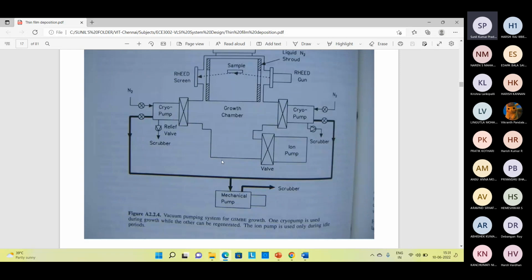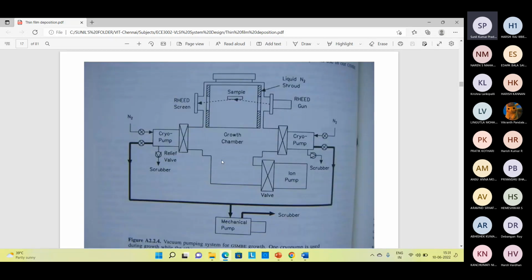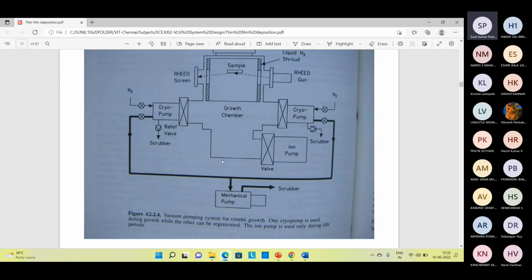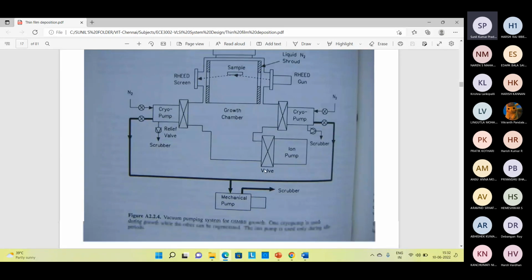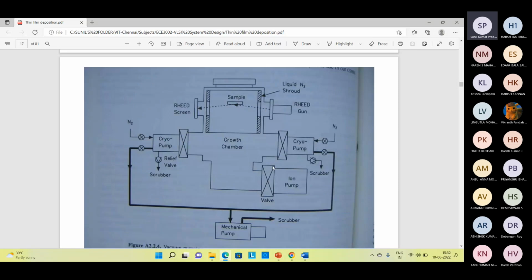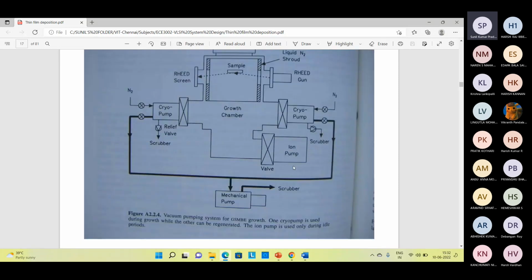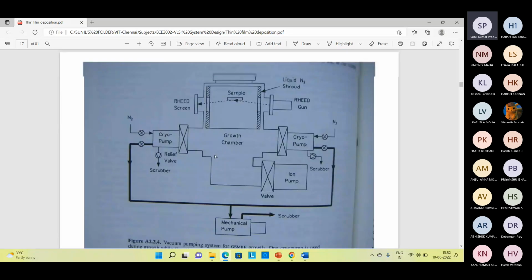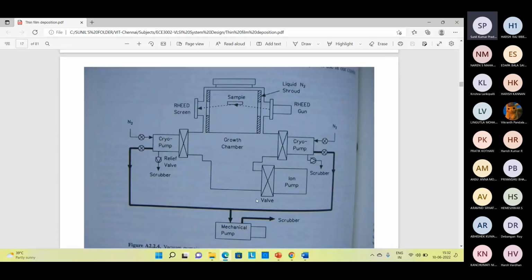This is actually a vacuum pumping system for this molecular beam epitaxy growth, and as we need to attain a vacuum of up to 10 to the power minus 10 millibar, we need to have a good vacuum in the system. If you can see here, we have a cryo pump, an ion gauge pump, and a mechanical pump. All these pumps are associated with the growth chamber. Then only can we achieve a vacuum of 10 to the minus 10 millibar. So this is the RHEED screen.